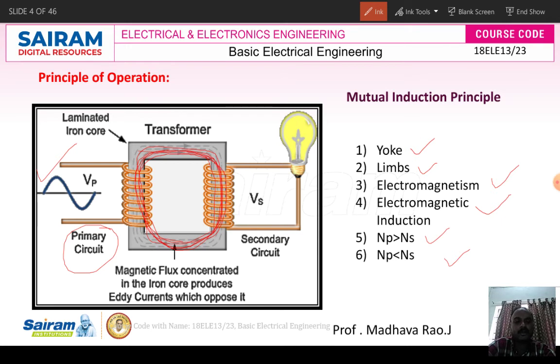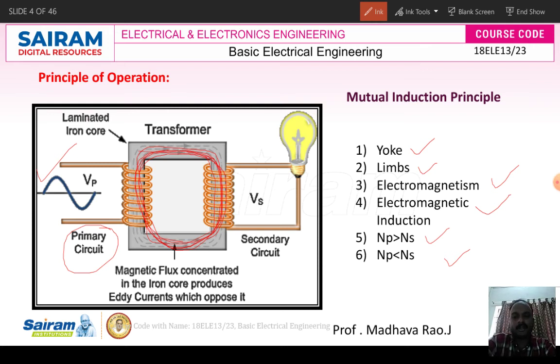When the primary input power is equal to the secondary output power, the transformer is called an ideal transformer. An ideal transformer does not have any losses. Inside the transformer there are no losses. A transformer which does not have any loss is called an ideal transformer. Okay, so this is about the principle of operation.